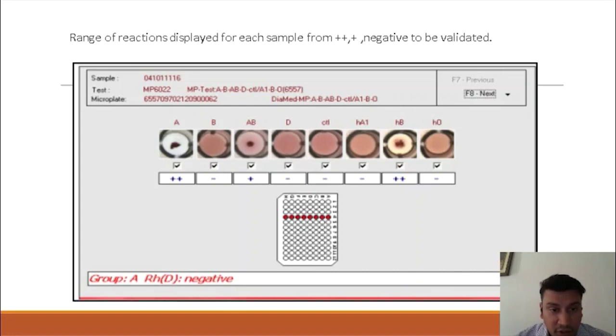If you see the forward grouping, with anti-A there is a single 2 to 3 large agglutinates at the bottom of the well, which is a 2 plus reaction. With anti-B, it's a smooth suspension of cells, a negative reaction. Again, anti-AB reagent is a positive reaction, and anti-D is a negative reaction. This is a control well, followed by reverse grouping, in which with A cells it's a negative reaction, with B cells it's a positive reaction, and with O cells again a negative reaction. And the final interpretation is A negative blood group, RhD negative.